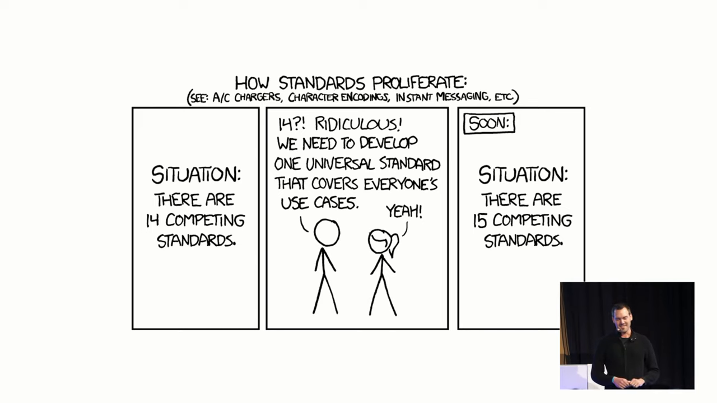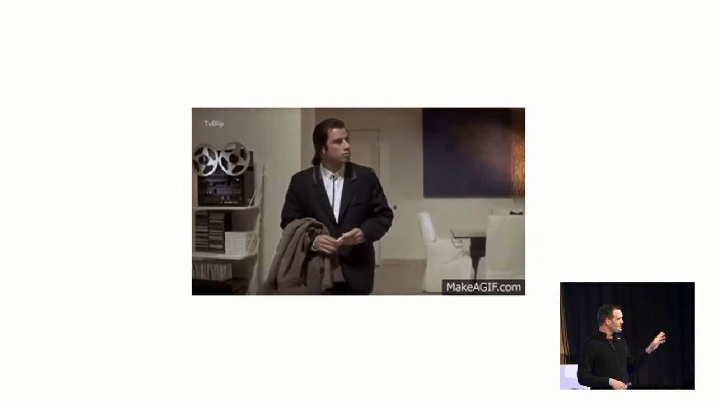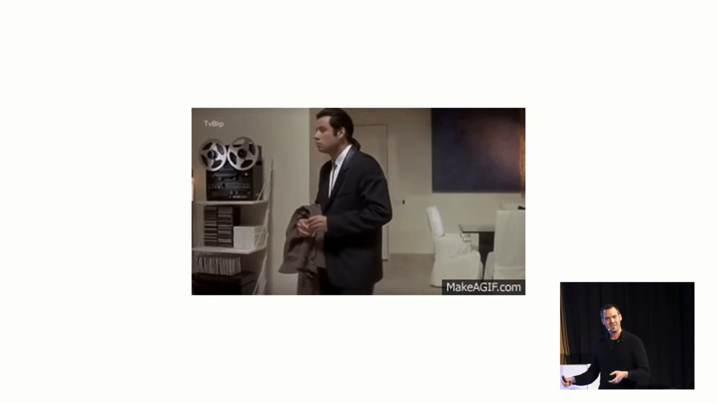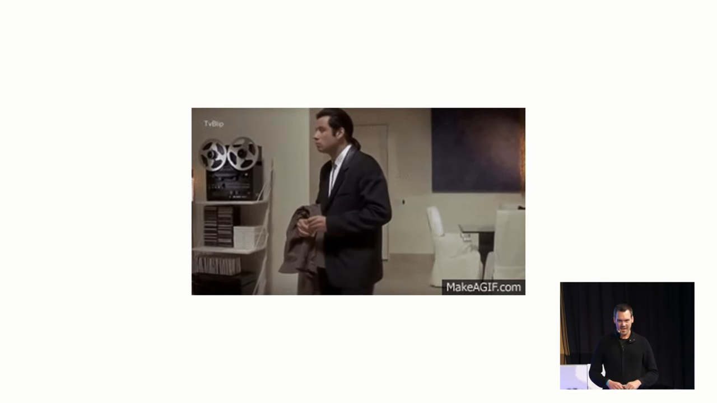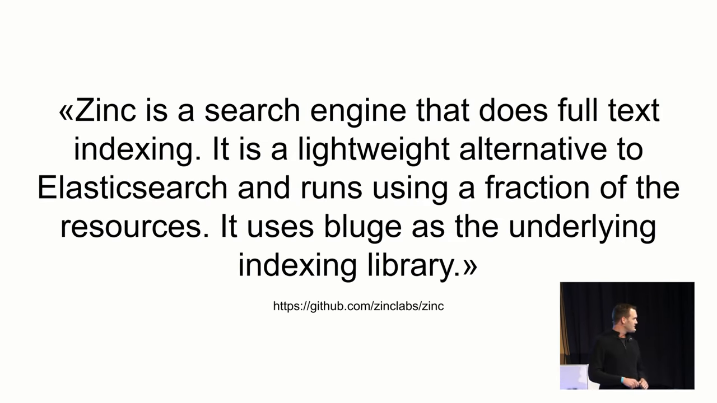And yes, I thought about that, but I was looking at new technology, another technology, which could make some parts of this situation simpler. And then I stumbled upon Zinc. Zinc is a search engine that does full text indexing. It is a lightweight alternative to Elasticsearch, and runs using a fraction of the resources. It uses Bluge as the underlying indexing library. This is the description on GitHub. Sounds good.